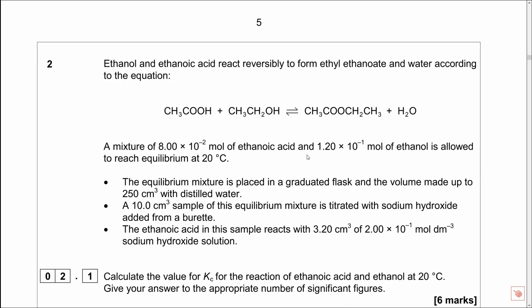Let's go down to question two. They love ethanol and ethanoic acid, don't they? Ethanol and ethanoic acid react reversibly to form ethyl ethanoate and water according to the equation. There it is. Esterification of mixture. Nice. The equilibrium mixture is placed in a graduated flask and the volume made up to 250 centimetres cubed. A 10 centimetre cubed sample of this equilibrium mixture is titrated with sodium hydroxide added from a burette. Oh no. Oh dear.